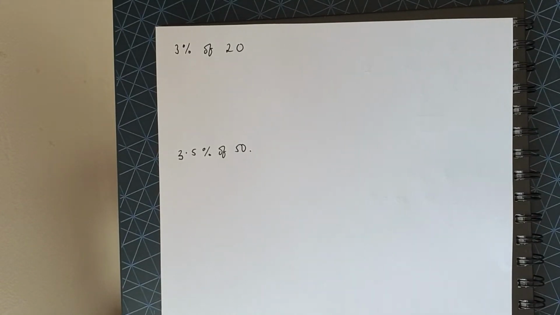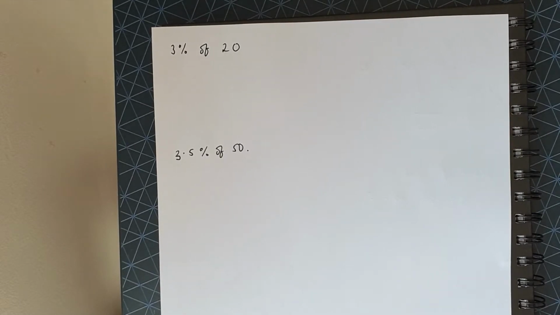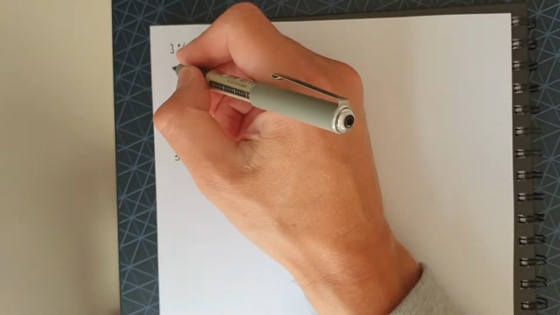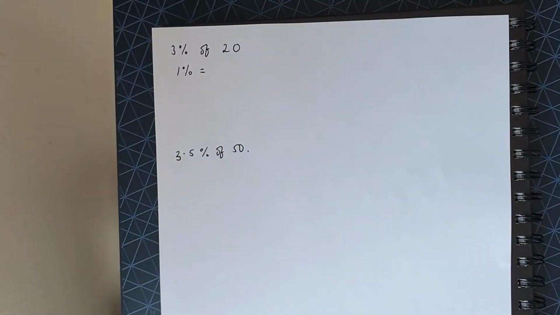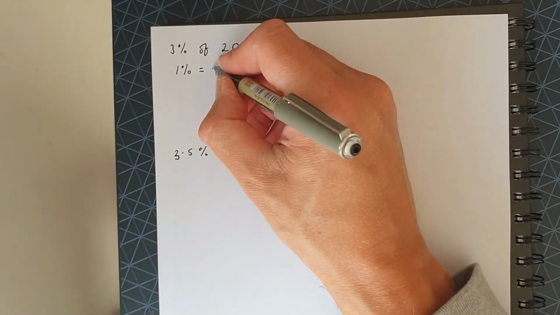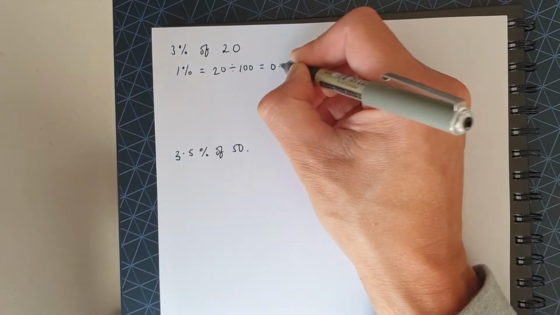Okay, just a quick video on finding some more complicated percentages without a calculator. First one I'm going to work on is 3% of 20, and what I'm going to do is build from 1%. So I'm going to start off by finding 1%. To find 1%, you just divide by 100, so 20 divided by 100 gets me 0.2.